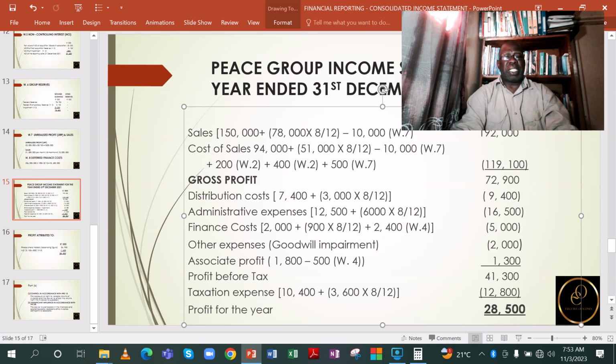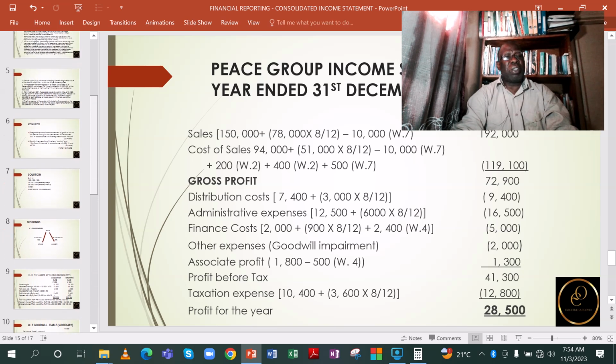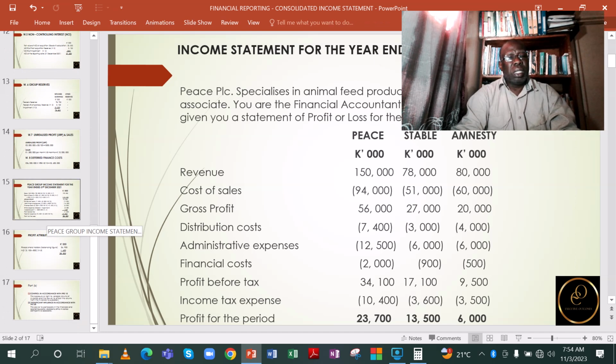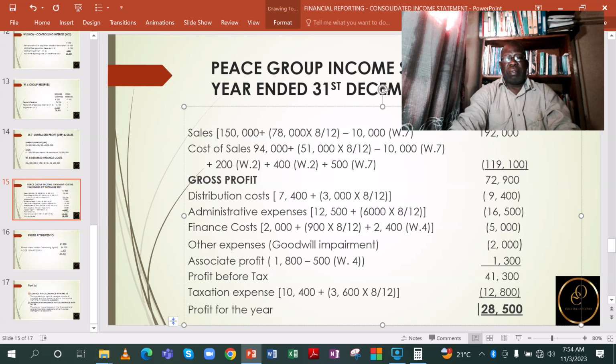Then the tax expense, again, we look at that for the group, which is going to take all of the parent, which is 10,400,000 as the tax expense, and then a proportion according to the time basis, which is 8 out of 12 of the subsidiary, 3,600,000. So 10,400,000 and 3,600,000, 8 out of 12, we get 12,800,000. Then we end up having profit for the year, which is 28,500,000.